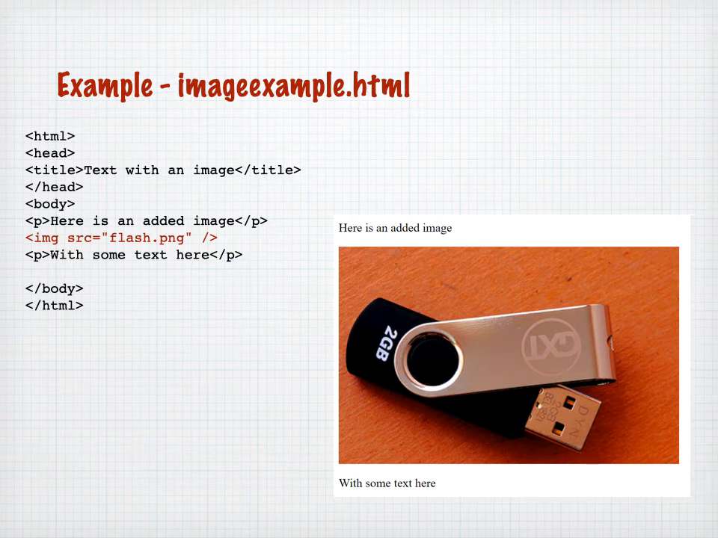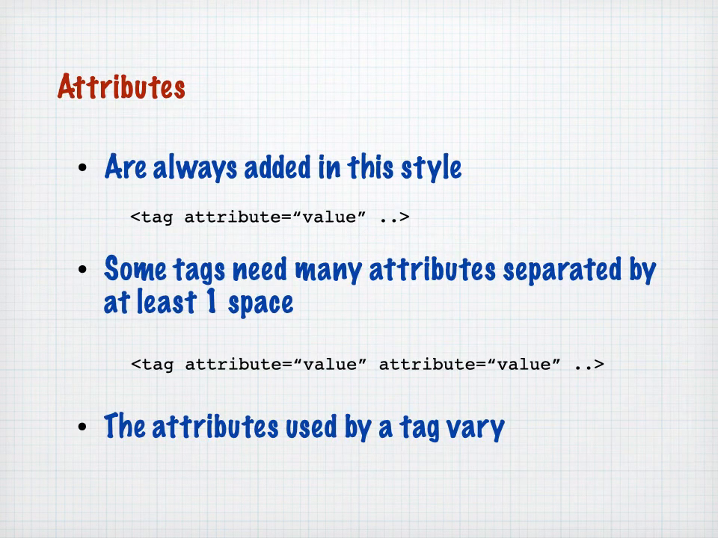Now source is one attribute for the image tag, but there are other attributes. And if you want to add attributes, you do them like this, you always have pairs, so it's always something equals something. And you can just space them out, so it's something equals something, and then a space, something equals something, and then a space. You need to separate them with at least one space. And more formally, we would say, we have an attribute and we give it a value.